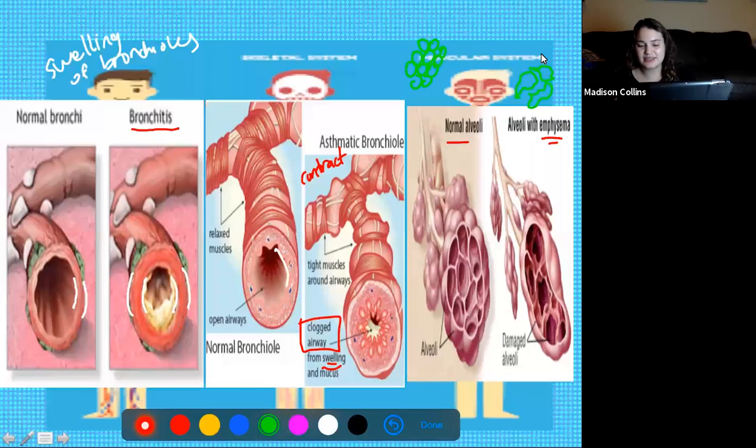Because of that, these are damaged. They're not going to work as properly. So again, gas exchange is going to be hindered. Oxygen can't flow in as efficiently and CO2 can't flow out as efficiently if these alveoli are damaged. Okay, that is the last thing I have for you today.